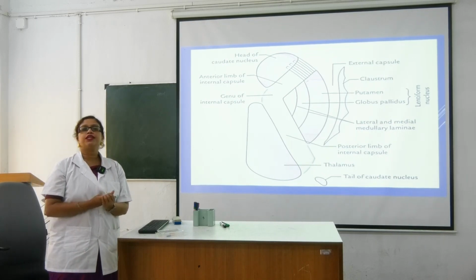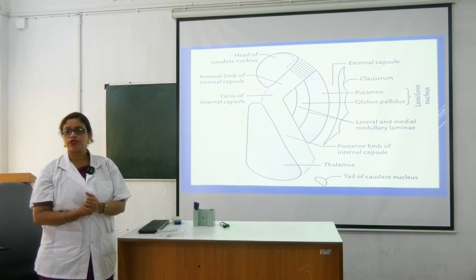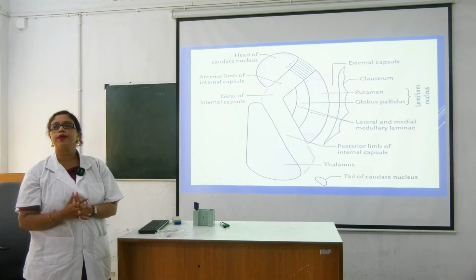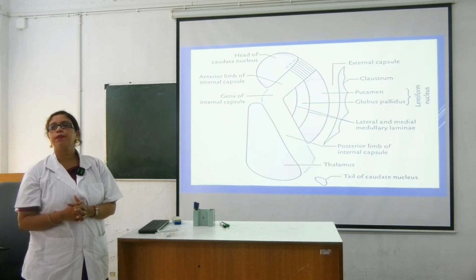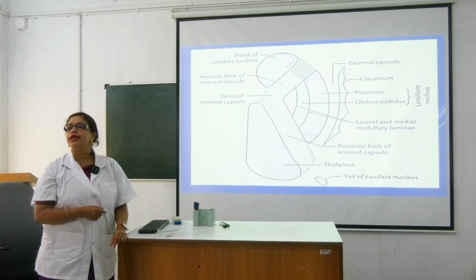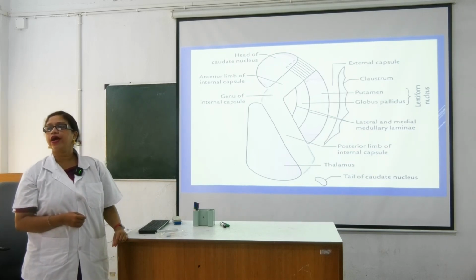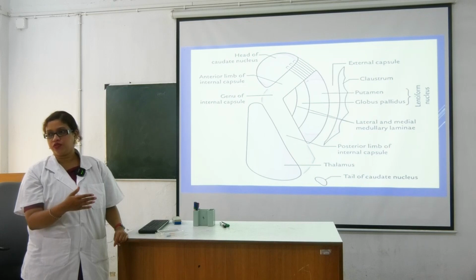Write it down. Next one is the external capsule. I will show you in the cross section. Next is the external capsule. What comes after that? Claustrum. So what is the color of the external capsule? White or grey? White. Same as the internal capsule.